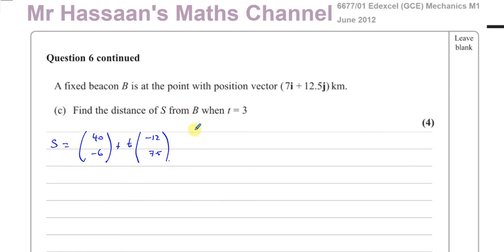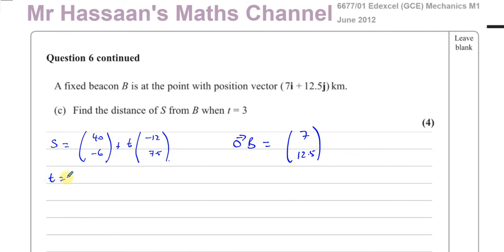Now we know that from O to B, the position vector of B, is 7i plus 12.5j. That is fixed. That's a beacon that's fixed, so that doesn't move as time goes on. But as we said, this changes with time. So we want to find where the ship is in relation to the origin at t equals 3.